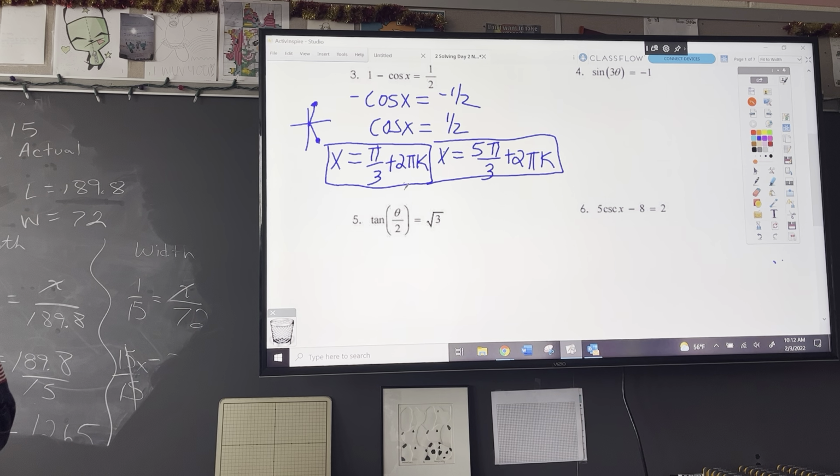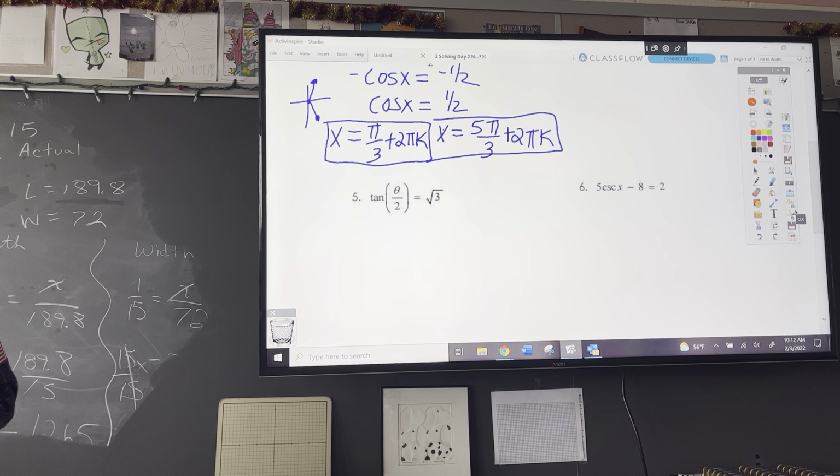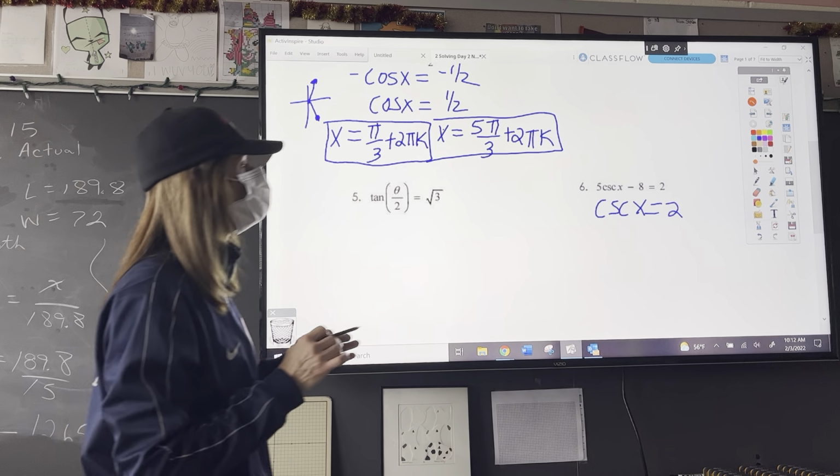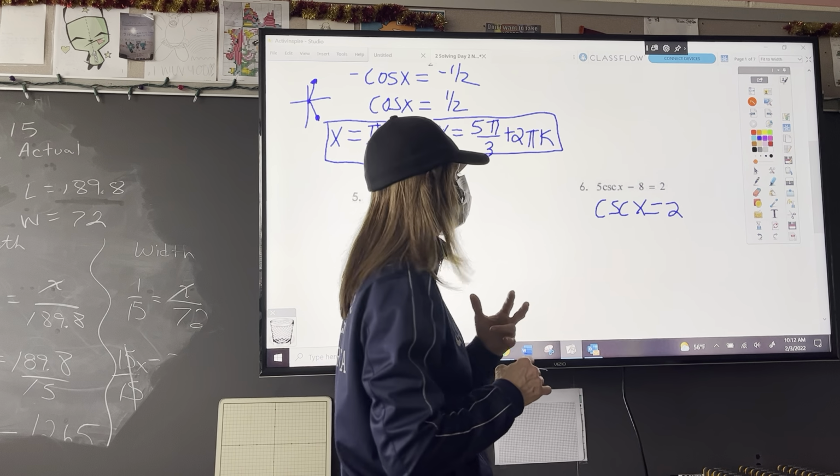All right, we are going to move to number 6. So if I add 8 to both sides and then divide by 5, I've got 5 cosecant of x equals 10, and then I divide by 5, I get cosecant of x is 2. Are you with me? Yes. Okay. So if the cosecant of x is 2, and that's the reciprocal to sine, then the sine of x equals 1/2.